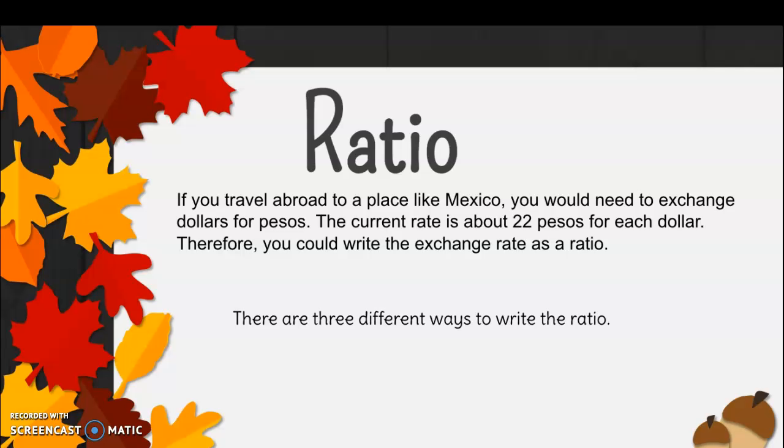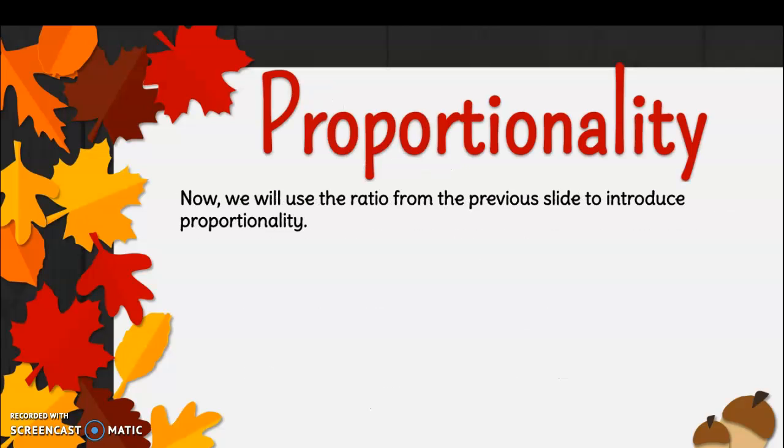We're going to start today by talking about ratio. If you travel abroad to a place like Mexico, you will need to exchange dollars for pesos. The current rate is about 22 pesos for each dollar. Therefore, you can write an exchange rate as a ratio, and there are 3 different ways of writing that ratio. You can write it as 1:22, or as a fraction 1/22, or 1:22.